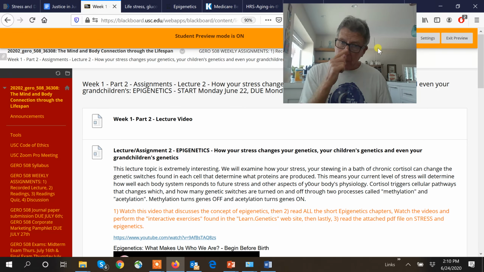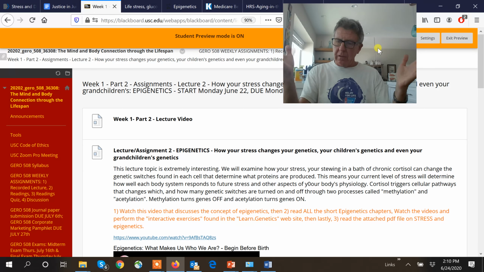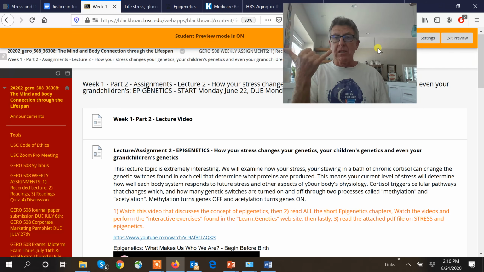The article also says, and I think you should take this to heart, that you can reverse these changes by changing your environment. Bad relationship? Shed the assholes. Boom, just like that. Yes, there's healing, you get over it, and you surround yourself with supportive people.